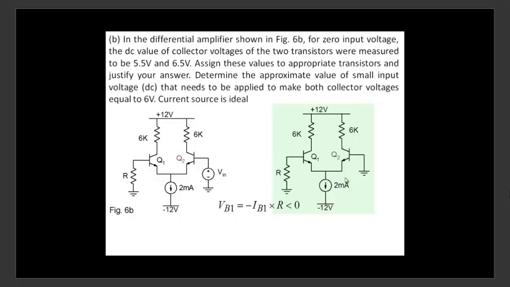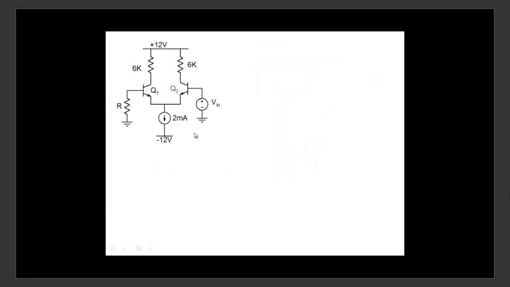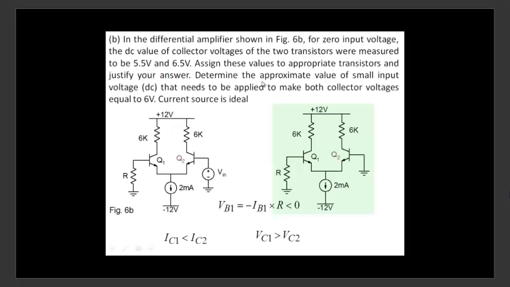The next part is, all right, so we know now how much is the voltage here and the current here. How do we balance it? How do we make the two currents the same here? All right. So determine the approximate value of small signal DC that I have to connect here. Small signal DC that needs to be applied to make both the collector voltages equal to 6 volt here.